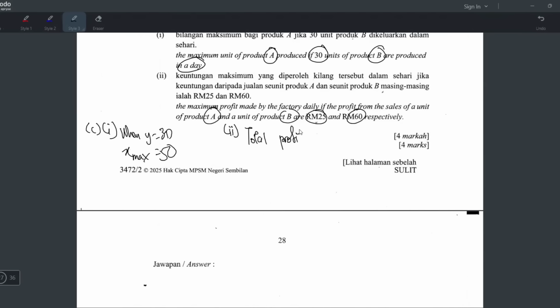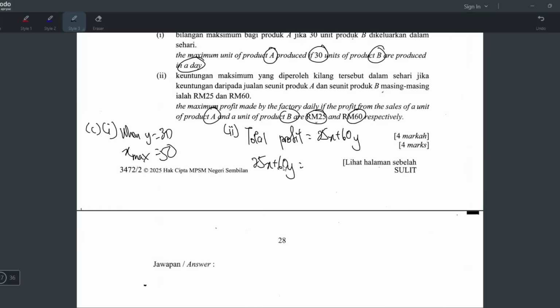So the total profit will be 25 for A, so 25x plus 60y. Now write back the 25x plus 60y, write that again, and then find out the LCM. LCM means lowest common multiple. In BM is gandaan sepenuhnya terkecil. So what's the LCM for 25 and 60?